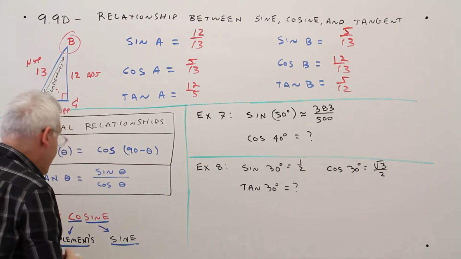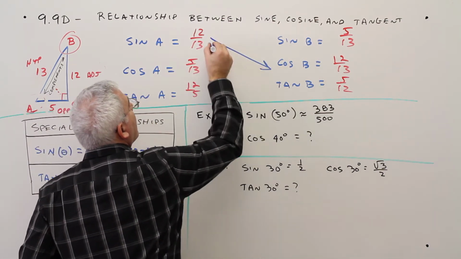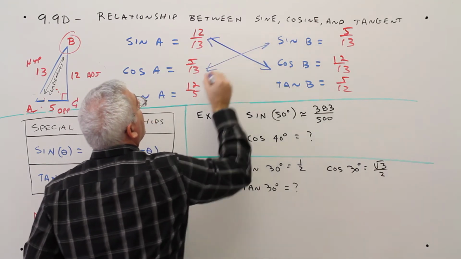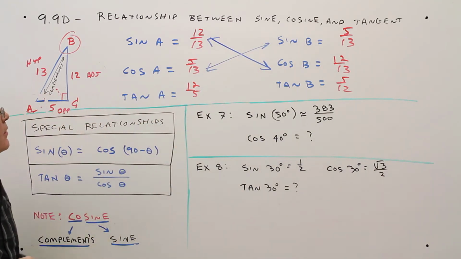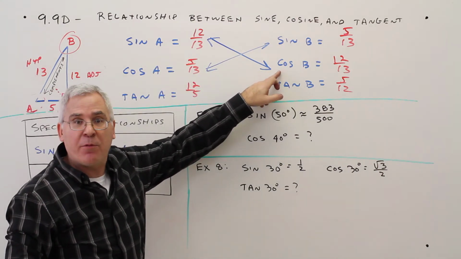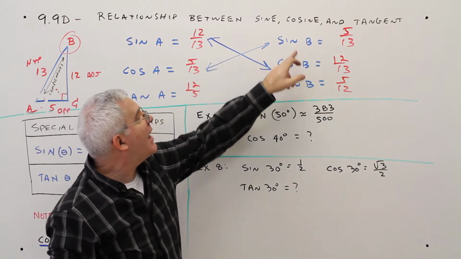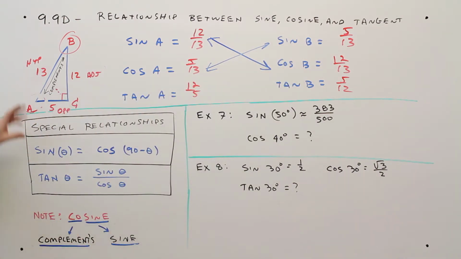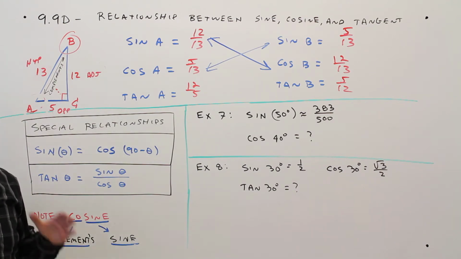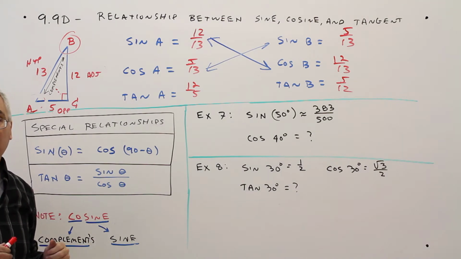One thing to notice, these are the same. The sine of angle A is the same as the cosine of angle B. The cosine of angle A is the same as the sine of angle B. Oh, notice that A and B are complementary angles. So when you've got this complementary action happening, this will always result.